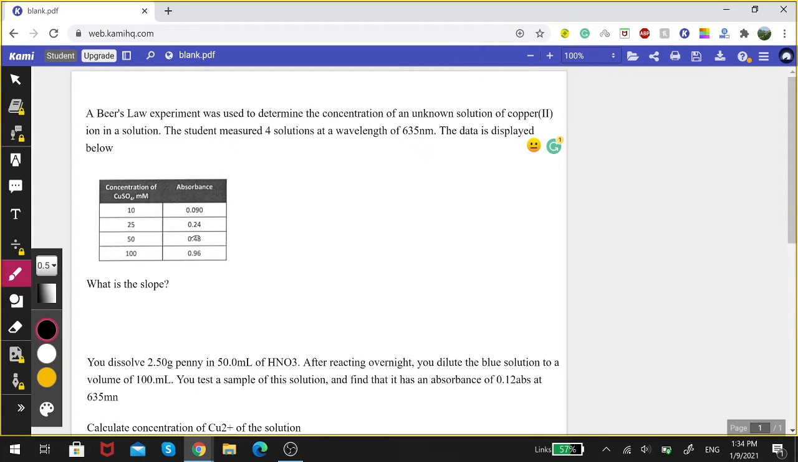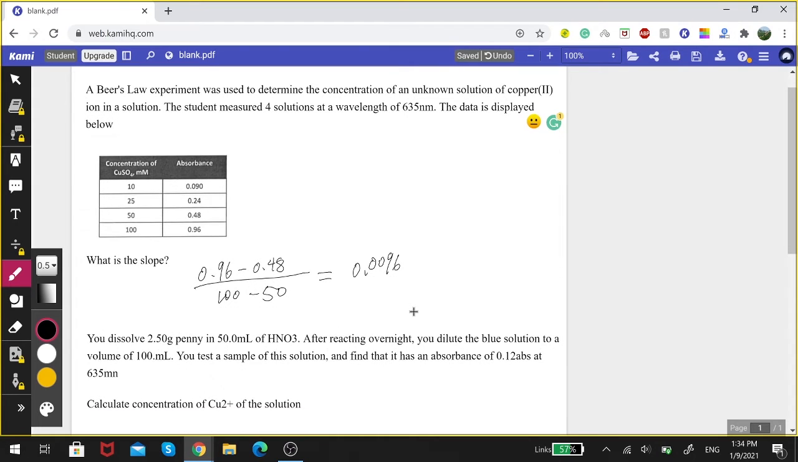So let's choose 0.96 and 0.48. Now we do 0.96 minus 0.48, the change in y value divided by the change in x value, which is 100 minus 50. Now if we plug that into our calculator, we're going to get 0.0096. And yes, although you can use any 2 points, if you use 2 different points like this, you're going to get a slightly different answer. But the answer is going to be close enough that the difference is acceptable. So let's just stick with 0.0096.